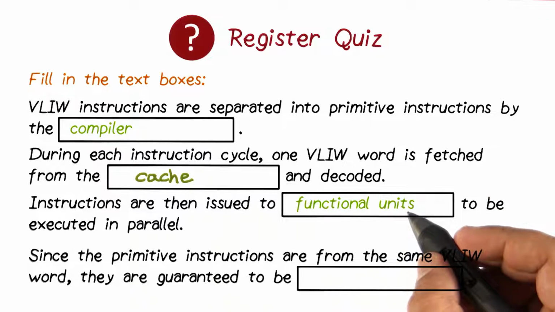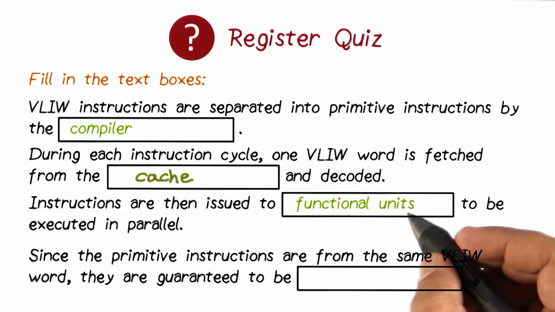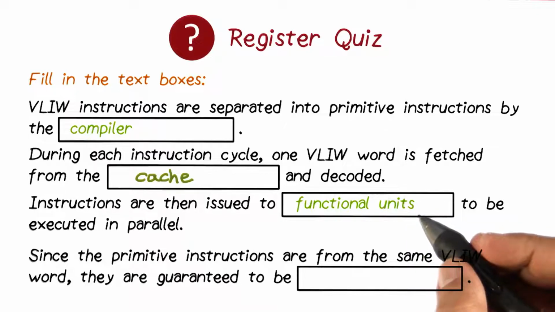Let's now take a look at the third sentence. Instructions are then issued to the function units to be executed in parallel. Remember, after decode, what happens? Goes into execute stage. What is the execute stage here for VLIW? Each one of those individual instructions is then given to the respective function unit to be executed. And they are all independent, so they execute in parallel.